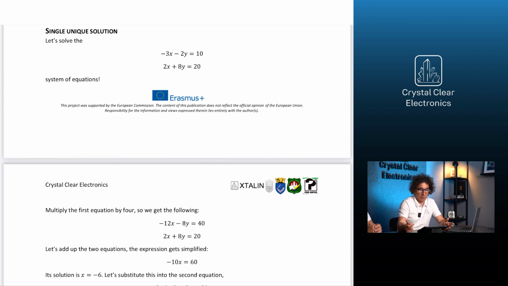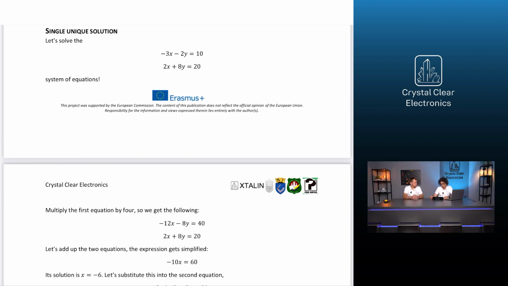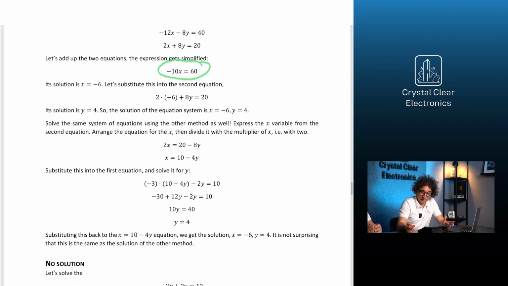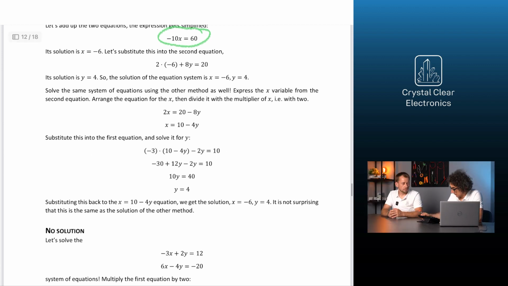In our first example, if we multiply the first equation by 4, we get minus 12x minus 8y equals 40, which, when added to the original form of the second equation, we get minus 10x equals 60. Its solution is x equals minus 6. If we substitute this into the second equation, we can also determine the value of y, which in this case is 4.